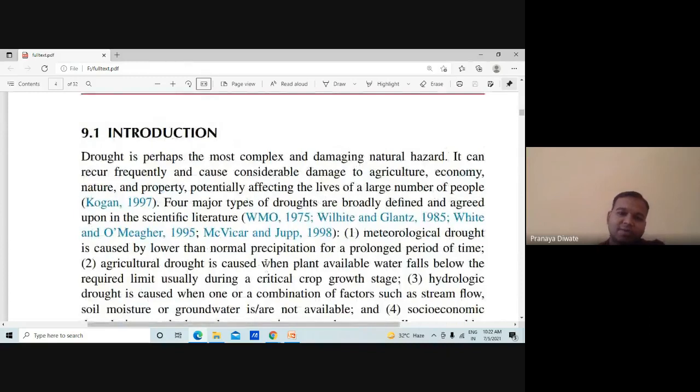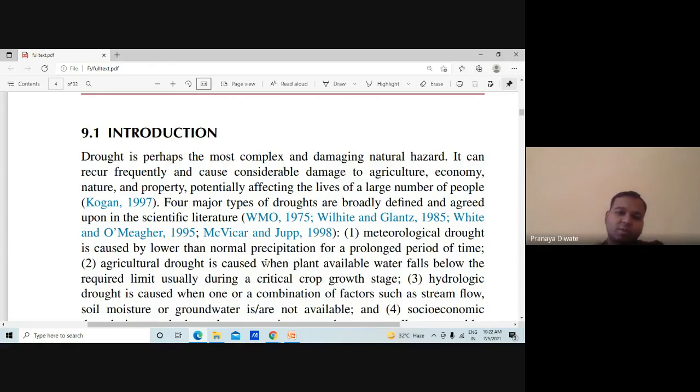Drought is perhaps the most complex and damaging natural hazard. It can recur frequently and cause considerable damage to agriculture, economy, nature and property, potentially affecting the lives of a large number of people. This is why drought is considered the most complex and damaging natural hazard.